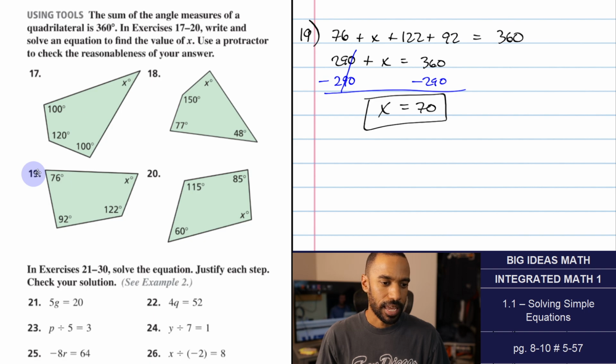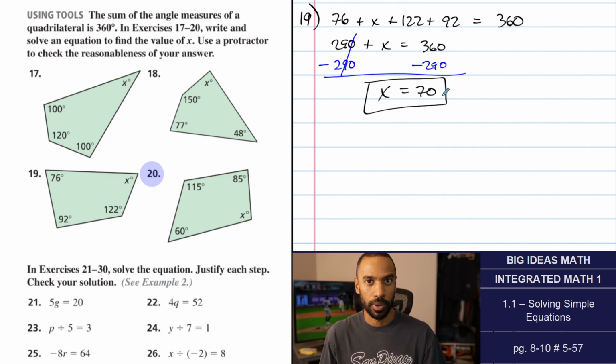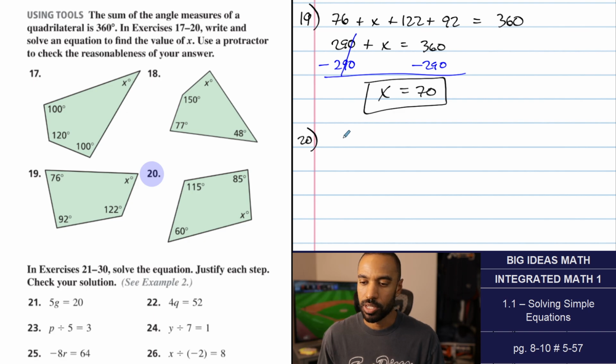All right, now number 20, when I look at that one, it looks like it's more than 90 degrees. So this time I expect an obtuse angle answer, 100 or whatever, something along those lines. So with this one, same thing. This time let's add everything before x.